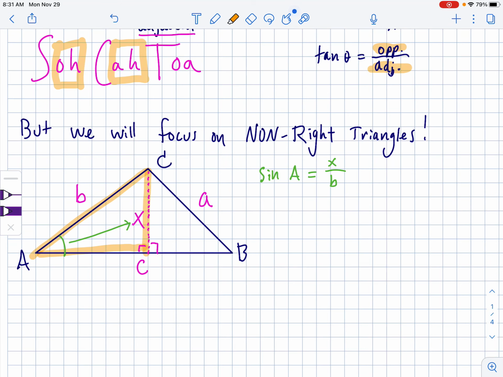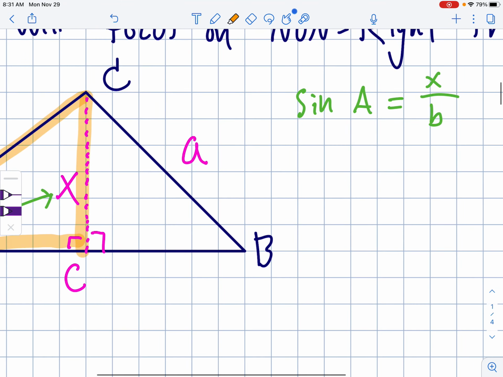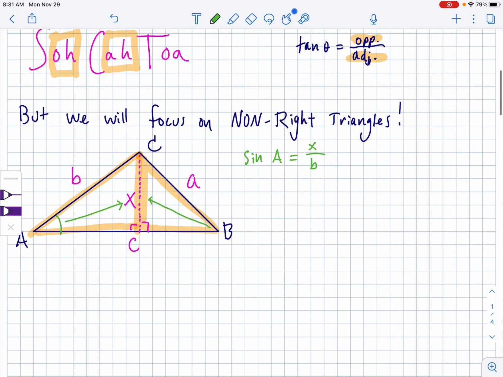Now, very similarly, I could look at this right triangle on the right. So I could look at this one right here, and I could say that x is the opposite side from b, and then a is the hypotenuse. So another thing I can say is that sine of b is equal to opposite over hypotenuse, which is x over a.